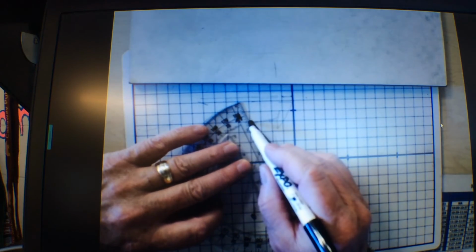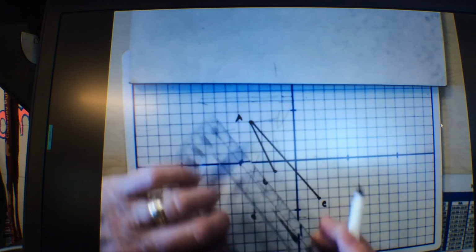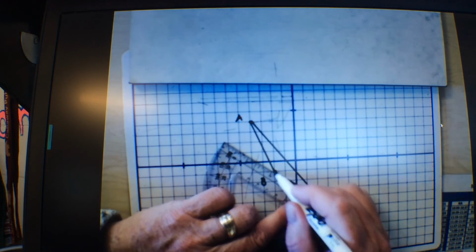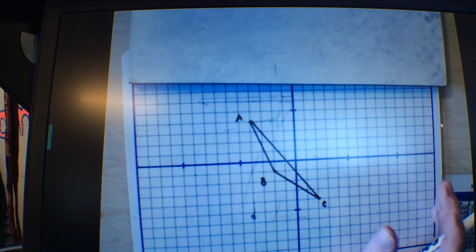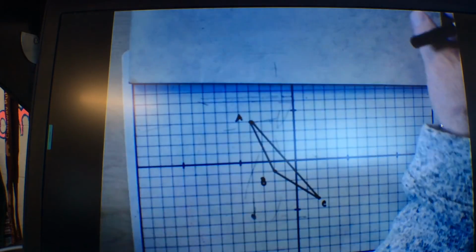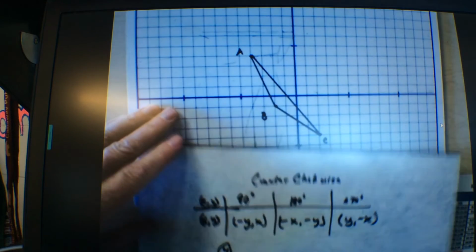Now all our rotations are around what point? All our rotations are around what point? 0, 0, the origin, okay? You got to understand that. All right, so now we're going to rotate. I'm going to bring this back in. We're doing a 270 rotation.